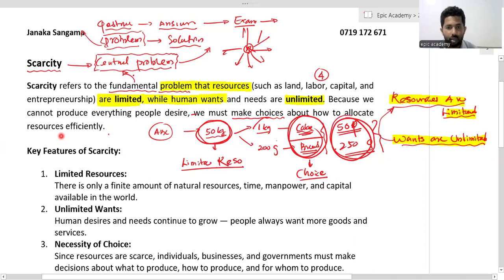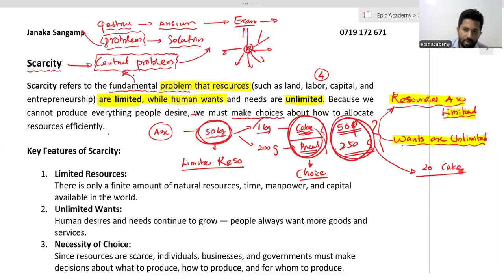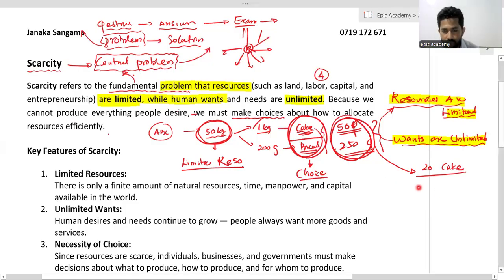Okay. So now you are going to allocate it. As an example, just consider you are going to produce only 20 cakes. That means you have only 30 kilograms of flour to produce breads, and then you can produce only 150 breads. So this is the allocation. You can identify that as an allocation.